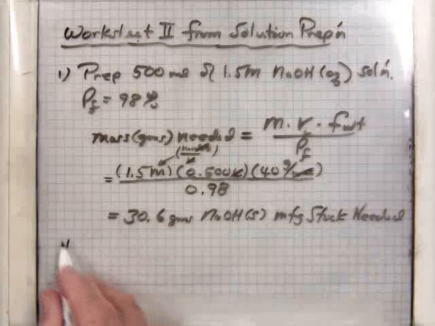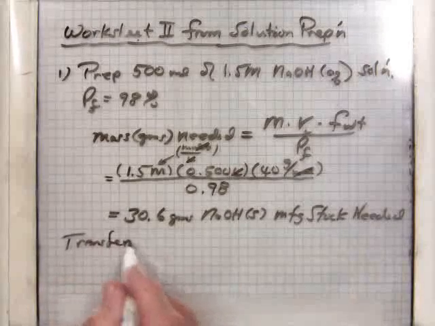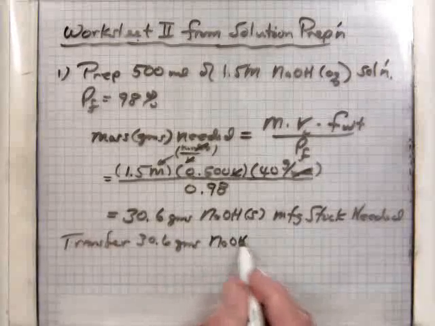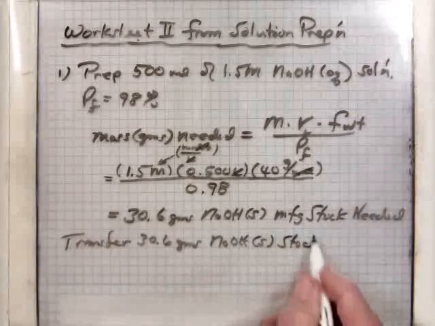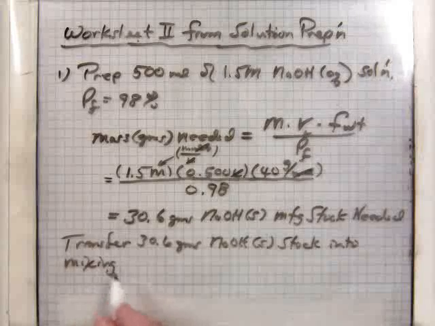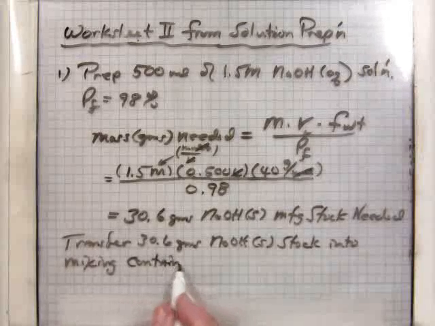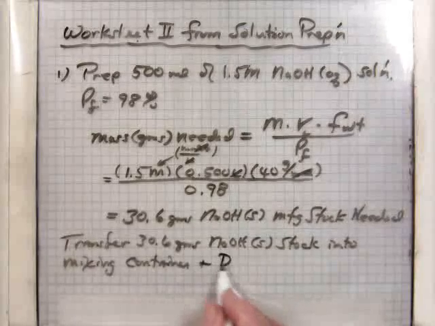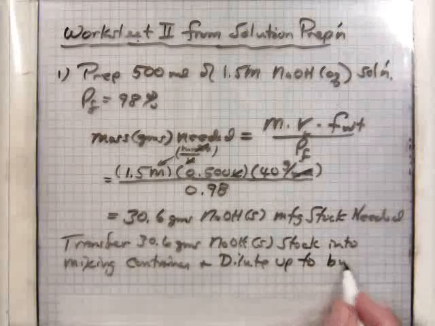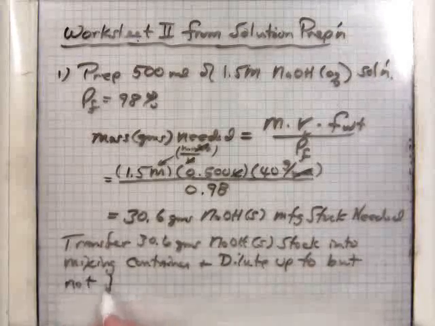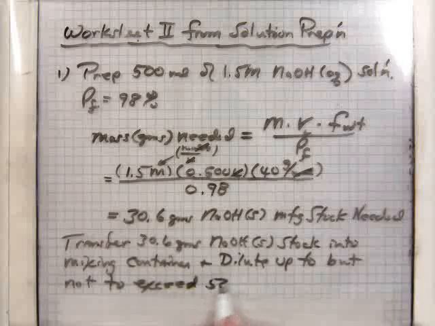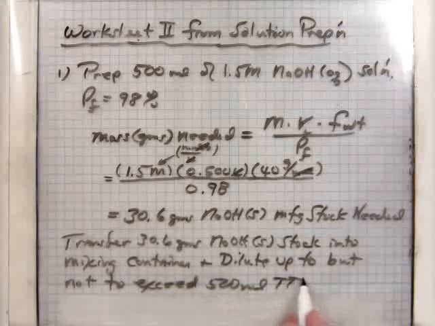So you transfer 30.6 grams of the NaOH solid stock into a mixing container, and dilute up to, but not to exceed, 500 milliliters total volume.